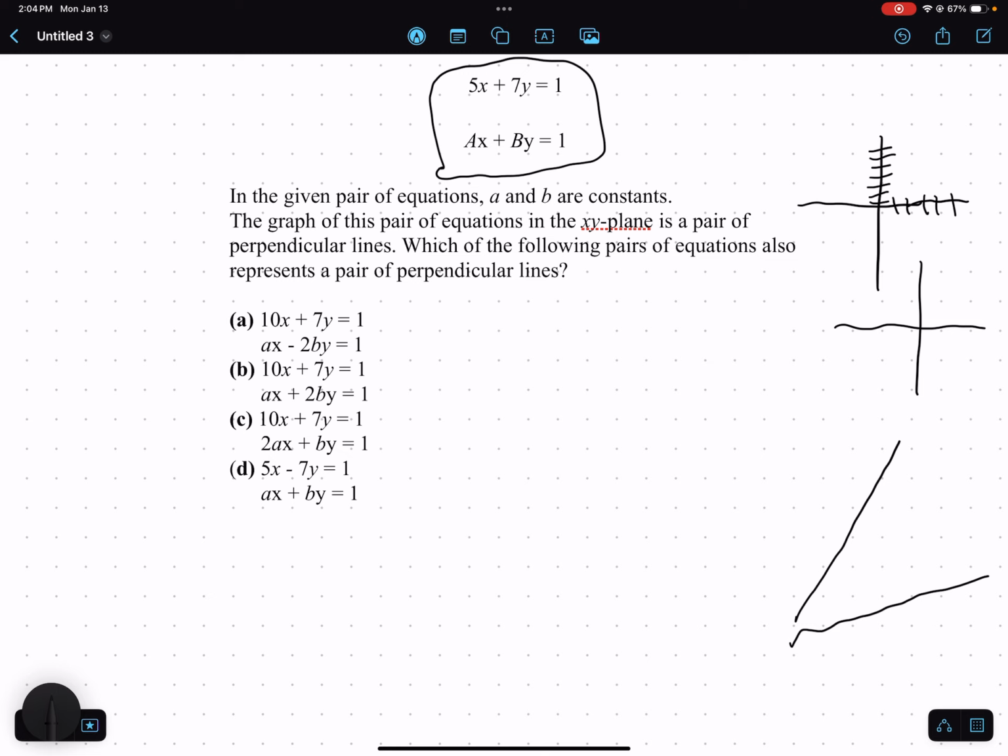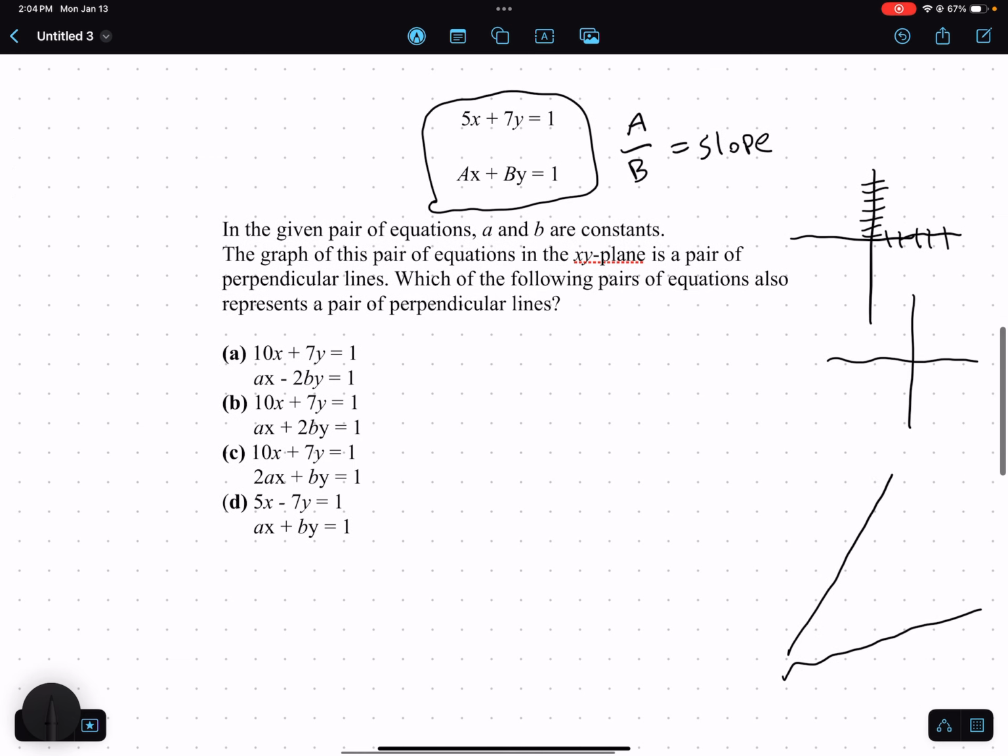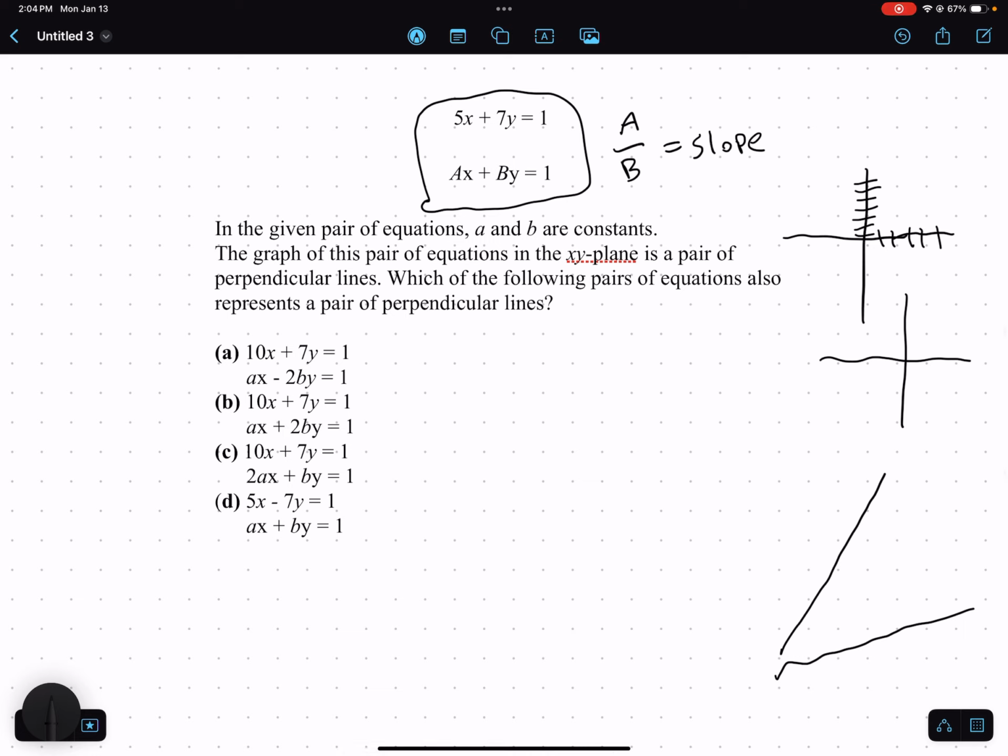The slope of any line, as you might already know, is going to be negative a over b. So negative a over b is the slope of any line of the form ax plus by equals c, where a, b, and c are constants. So we have two equations, and both of these here are in the form ax plus by equals c, called standard form. So we've got our 5x plus 7y equals 1. That's our first equation. Our a is 5, and our b is 7. That means the slope of this first equation is 5 over 7.